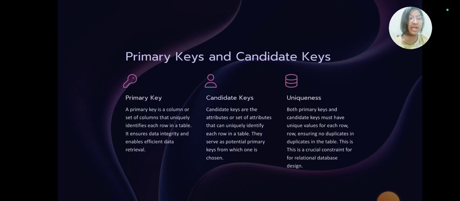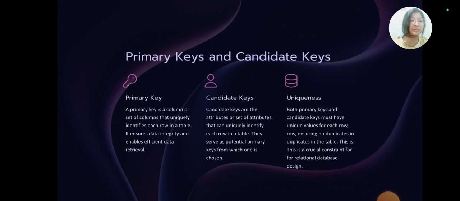Next, primary key and candidate key. Primary key is nothing but a single unique value in a row. Let's see the definition. A primary key is a column or set of columns that uniquely identifies each row in a table. It ensures data integrity and enables efficient data retrieval.